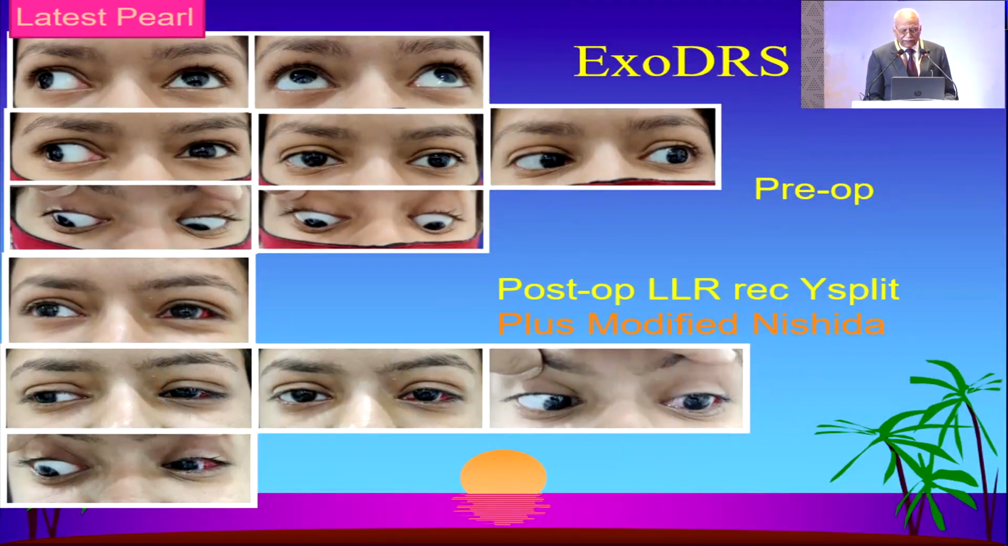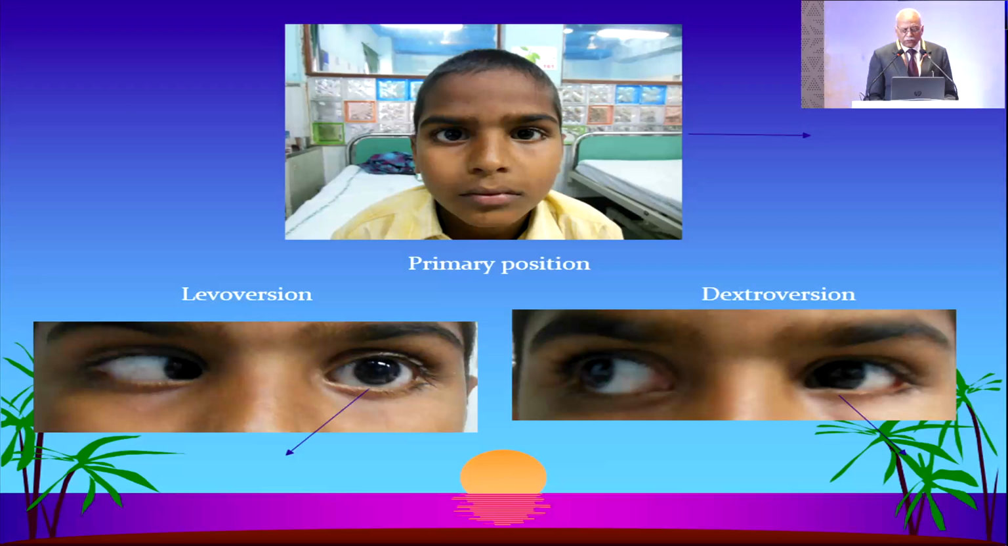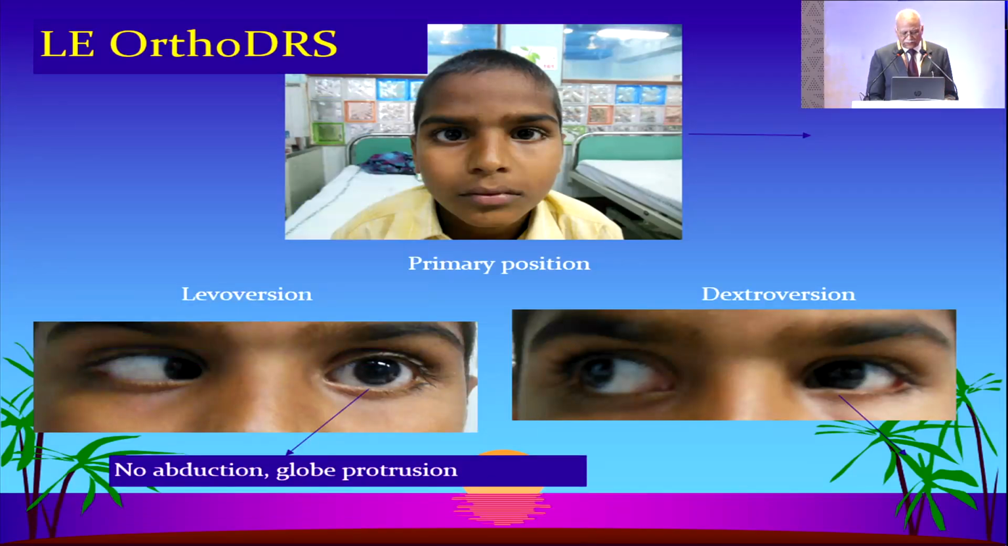Exo-DRS left here, and you have done a recession of the lateral rectus with Y-split and a modified Nishida procedure. Ortho have a problem. The challenge here is to retain the ortho in the primary position and still correct the problem which is happening in the adduction. So how do we manage?